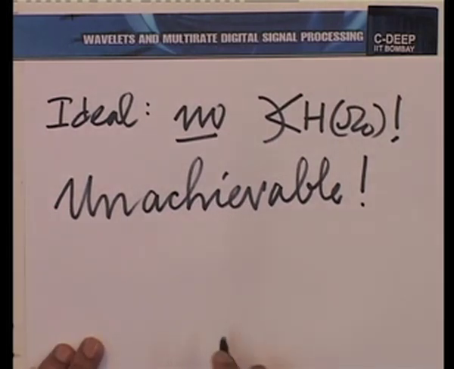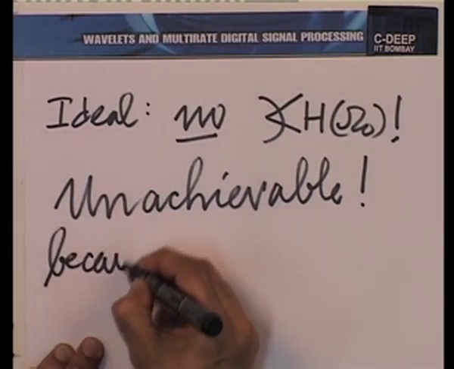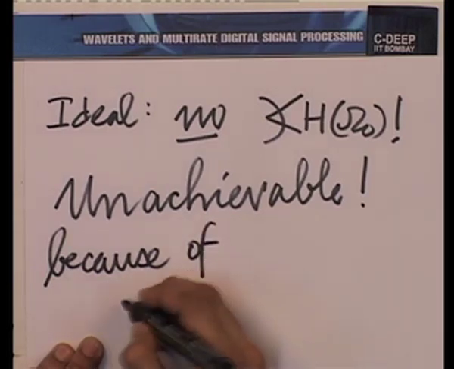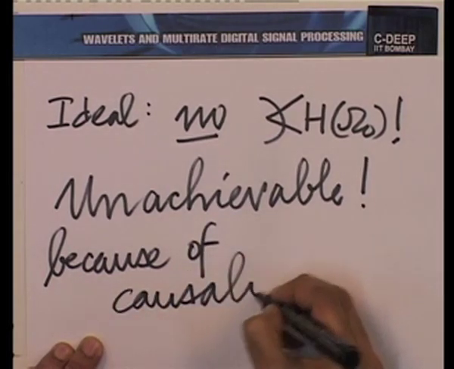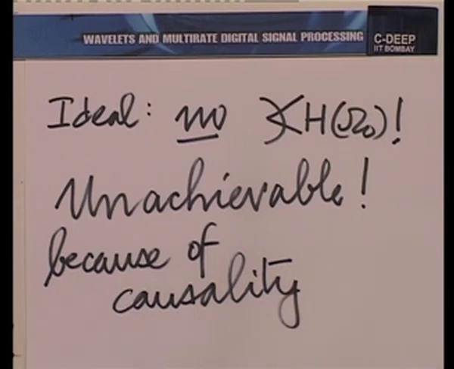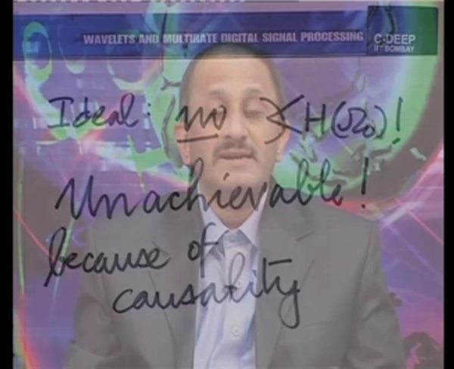In fact, it is unachievable because of causality. If you want the filters to be causal, then you cannot ask for 0 phase. Incidentally, that is why you can use 0 phase filters in dealing with images, in dealing with 2-dimensional data. Because in 2-dimensional data, causality is not an important requirement. But when you are dealing with 1-dimensional data in time, causality is essential. You cannot avoid it, and therefore, you cannot avoid a phase response either.